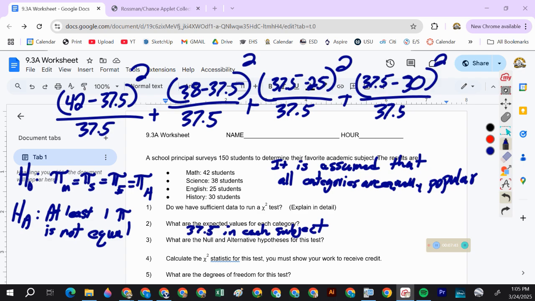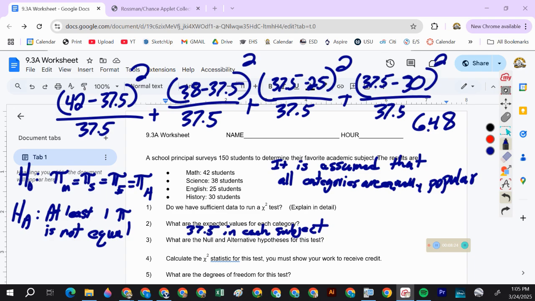So I get 5.5 squared divided by 37.5 plus 0.5 squared divided by 37.5 plus 12.5 squared divided by 37.5 plus 7.5 squared divided by 37.5. Okay, I hope somebody else plugged this in. Did you get 6.48? Yeah? All right, that is our chi-squared statistic.